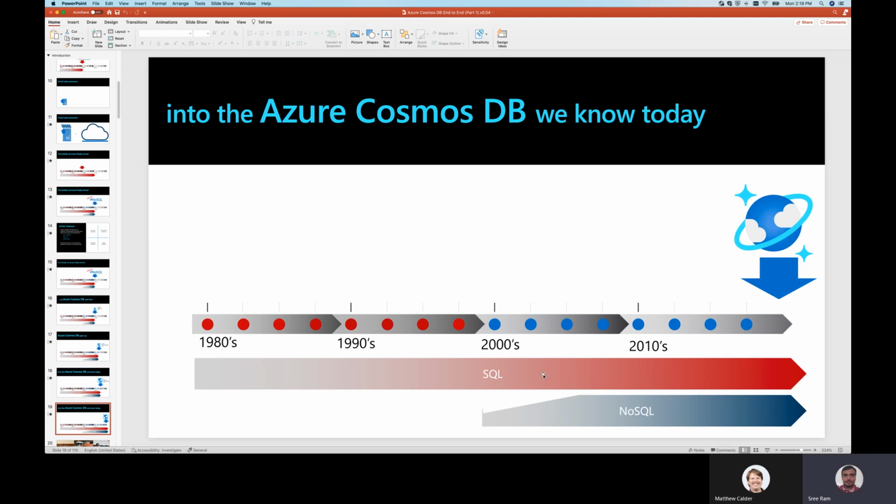So Cosmos DB, what we know today, is a true NoSQL, but more than a NoSQL database, it is also a multi-model API database. Which means we provide you the ability to store your documents, to store your column families, to perform graph computations, and also cache your key value pairs, all in one database.